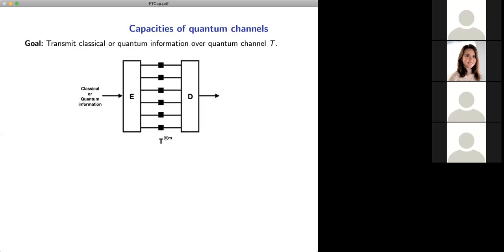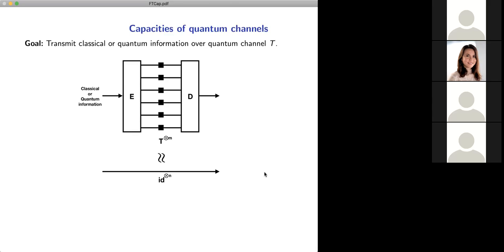And the most general setting maybe looks like this. So you have the sender that takes classical or quantum information and encodes it into many copies of the input system of this channel T. Then it's sent to the receiver, and the receiver applies a decoding channel D, trying to retrieve this information. So what they try to do is they try to approximate an identity channel or many copies of an identity channel. This can be a classical or a quantum identity channel, depending on the setting that we are in.